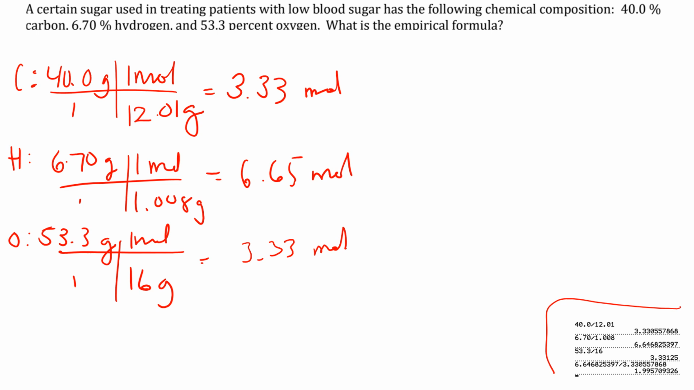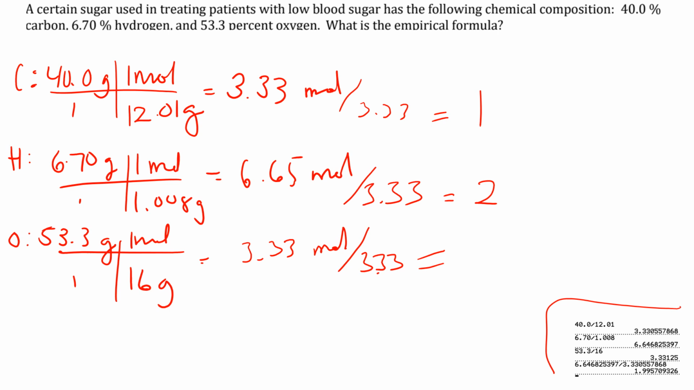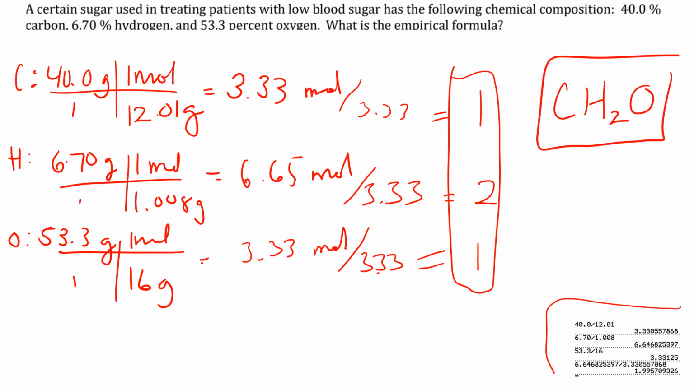Second step, you divide by the smallest number of moles. Divide all these by 3.33. We end up with 1.995 as you see, so it's approximately 2. Then 3.33 divided by 3.33 is 1. So these numbers give us the ratio for these elements in the empirical formula. So the empirical formula is going to be CH2O. Sound familiar? Hopefully it does.